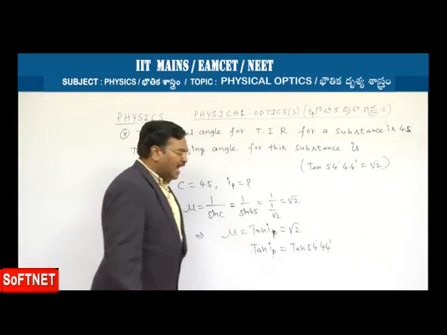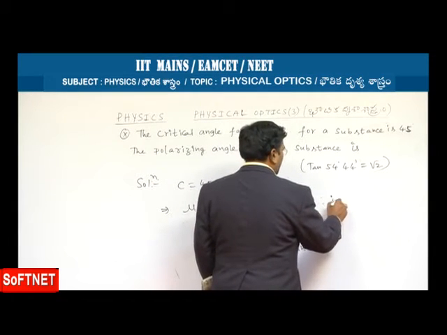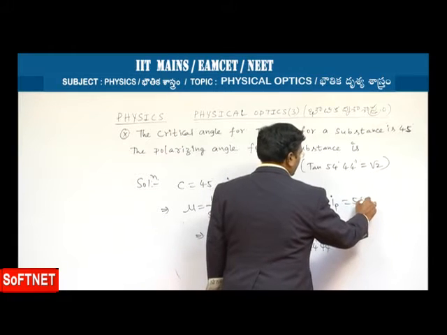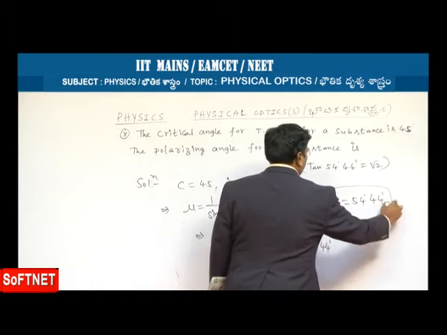Therefore, the angle of polarization is equal to 54 degrees 44 minutes.